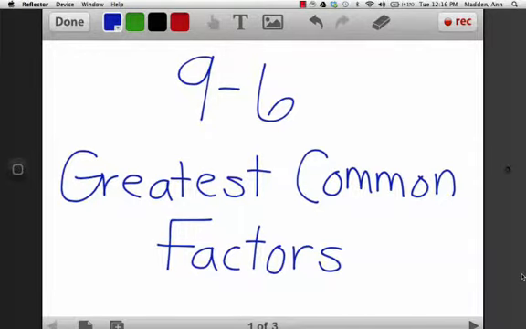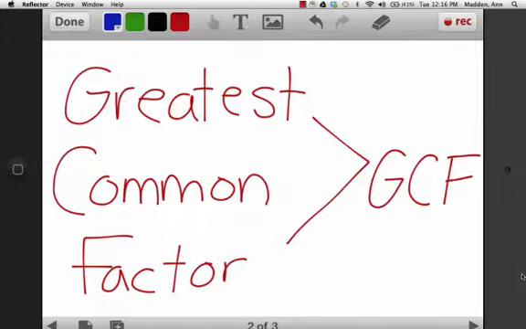Hi, welcome to lesson 9-6. Tonight we're going to be talking about greatest common factors. Greatest common factor can be written in short form as GCF.